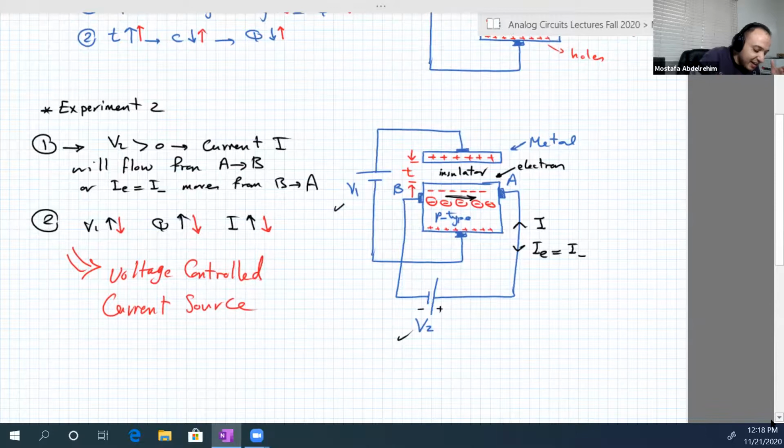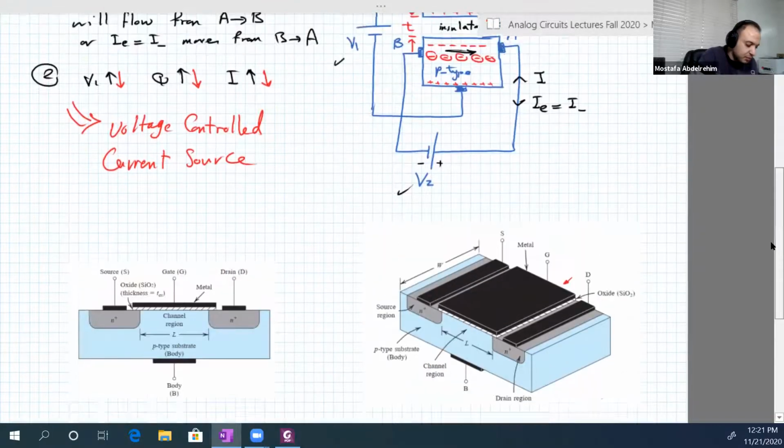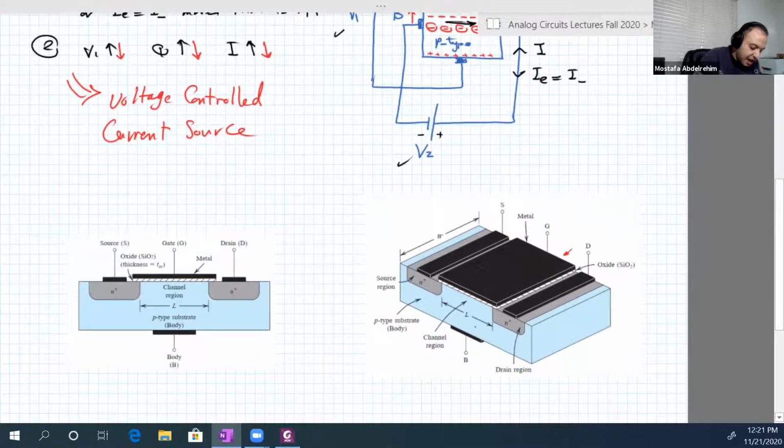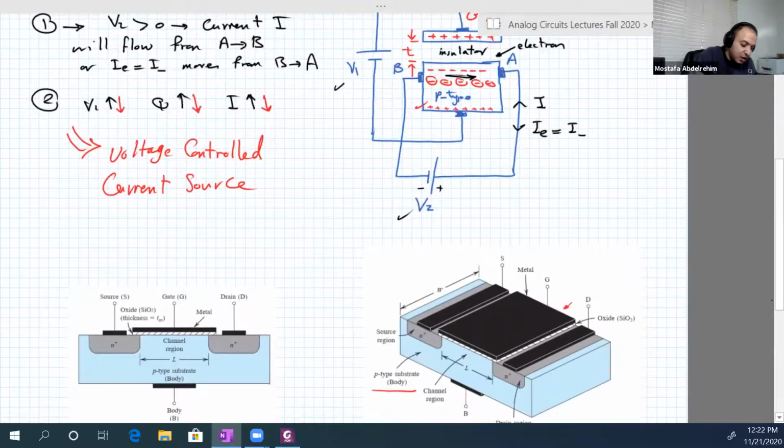How do they fabricate it? Now this is just a thought experiment, we can say. In real life, when we fabricate such a device, which is a MOSFET now, we do everything in silicon. So let's see how they do that. So here is how they do it. They have a p-type substrate, which we call the substrate or body, which resembles this part here. And then we have a metal, which they call the gate.